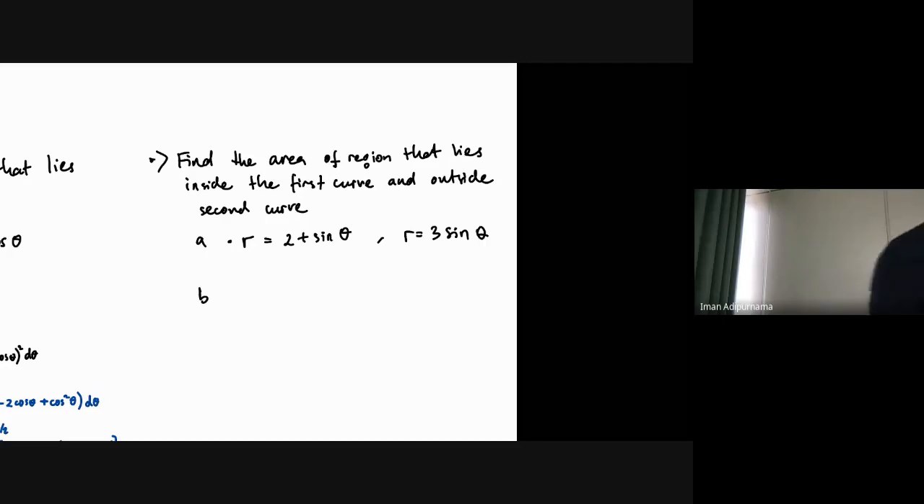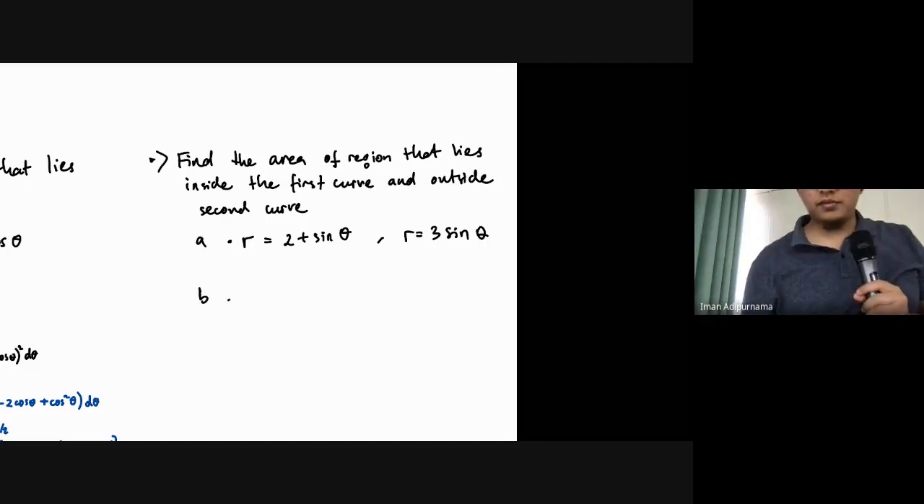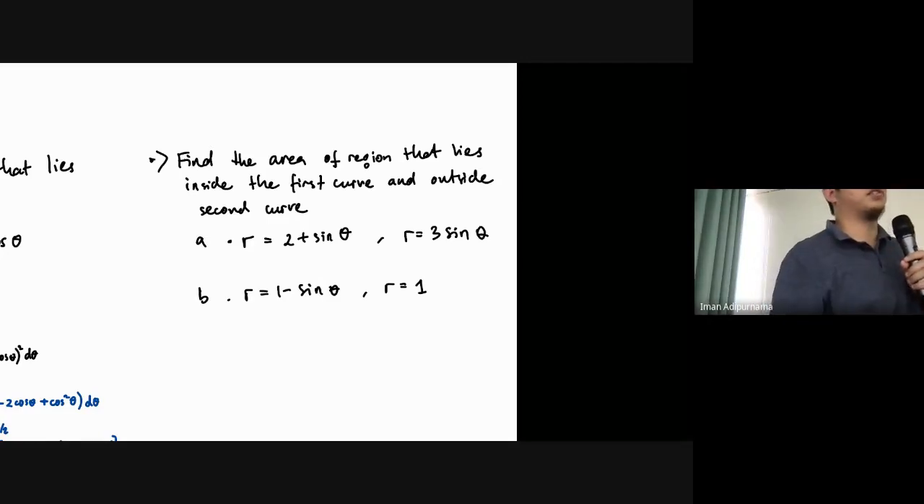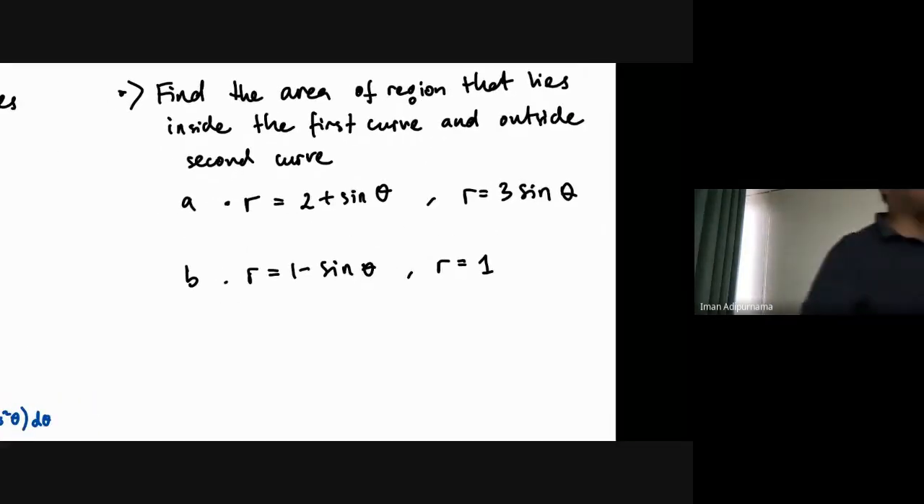So this is A and maybe B. I think B is easier, so you can start from B first if you want, because it's similar to the previous one, the cardioid. The number A is 2 plus sine theta. So this 2 is greater than this 1, right? So it's not the cardioid, it's not the inner loop limaçon, it's the other one, the convex limaçon.